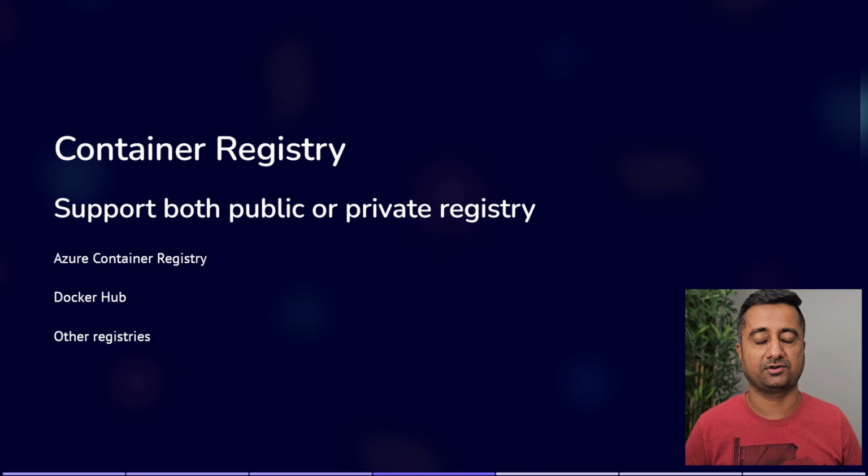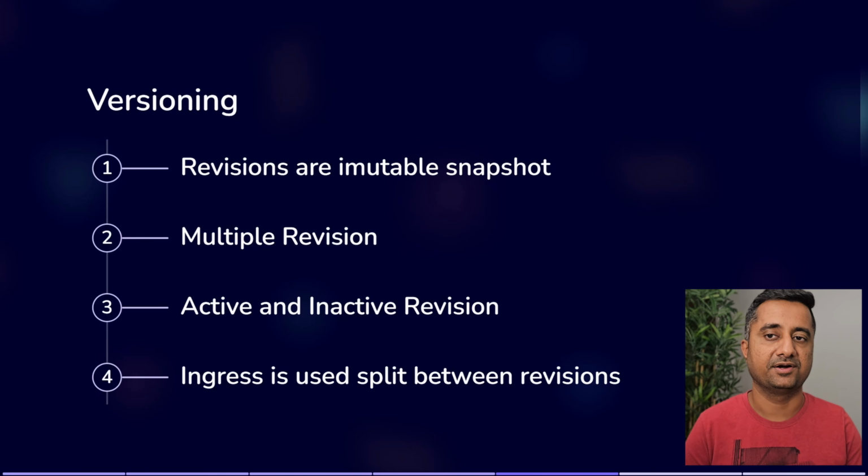So how does the versioning work when you're dealing with container apps? In container apps, if you have a new version that's being deployed, then immediately it creates something called a revision. A revision is nothing but an immutable snapshot of your current container app. So it creates a revision, and then you can have multiple revisions of a particular container app. As soon as you push a new deployment, a new revision is created and that becomes active. You can have multiple revisions. There are active revisions and there are inactive revisions. As soon as the new revision is being provisioned, the older revision becomes inactive.